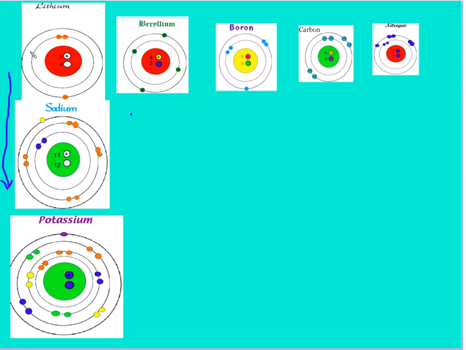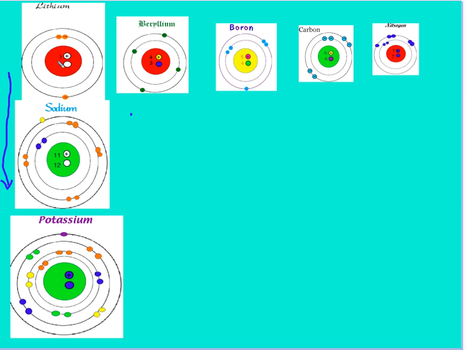Then after we go through the group trend, we're going to go through the period trend, which is going across. As you can see, going across a period on the periodic table, this is period number 2 or row number 2, the atoms tend to get smaller. Right? So we're going to look at both of those trends one at a time. Let's look at the group trend first.